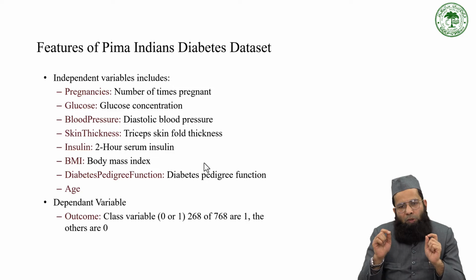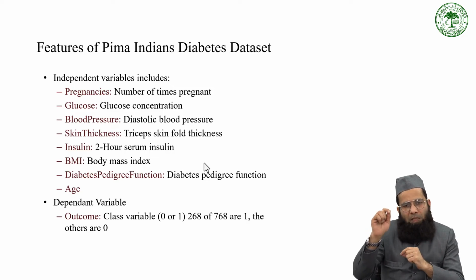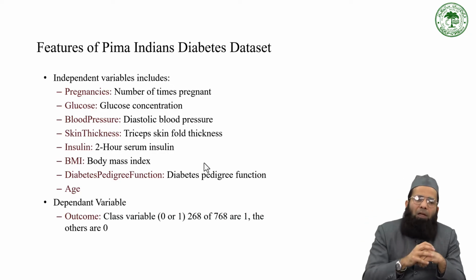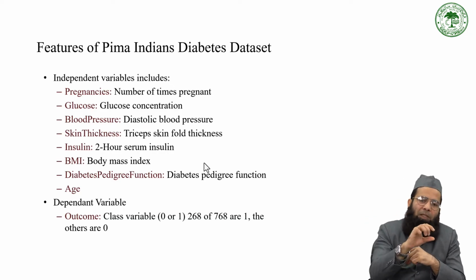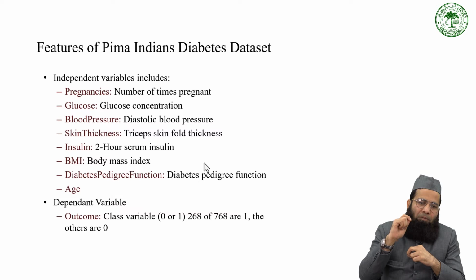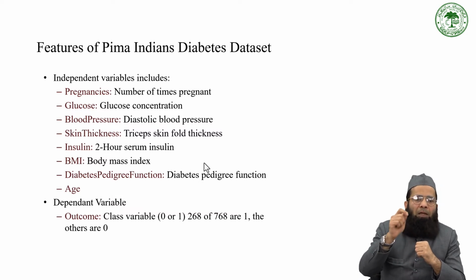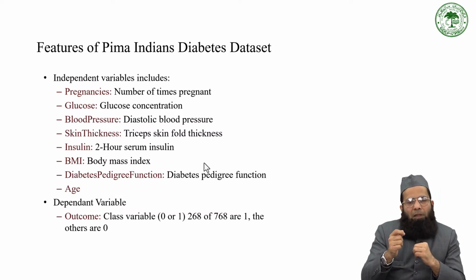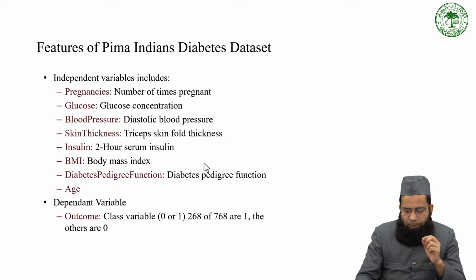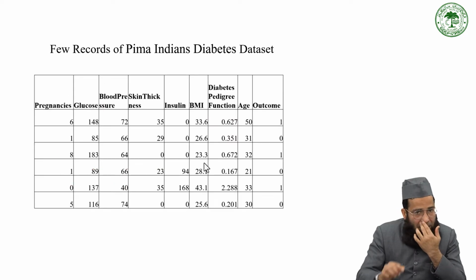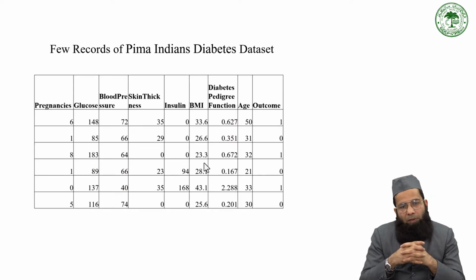So 266 out of 766 are 1. It means 266 records have the value 1, which means 266 patients are actually suffering from diabetes, and the rest of the records, that is 500 records, are non-diabetes patients. So these are certain records of the Pima Indian Diabetes Dataset.